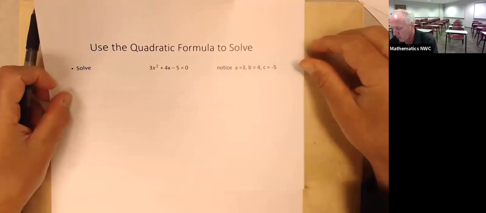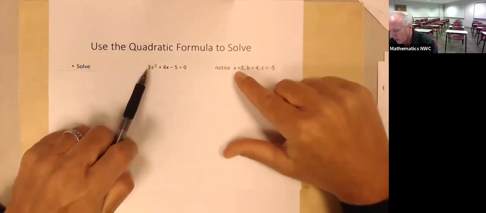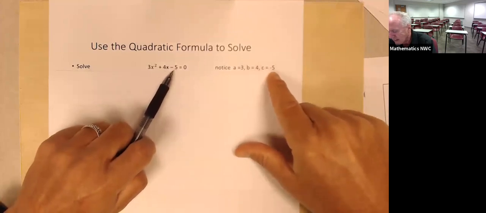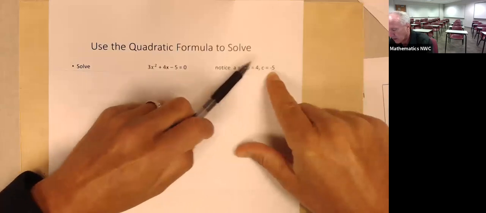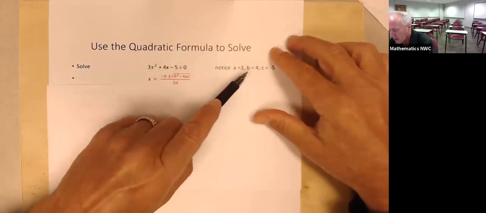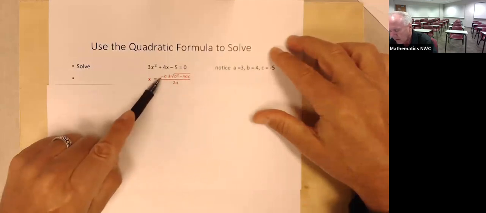We're going to use the formula now. Notice a is 3, b is 4, c is a negative 5, because there's a negative in front of that that comes along with the c. So here's my formula. So b is a positive 4, negative b would be a negative 4.